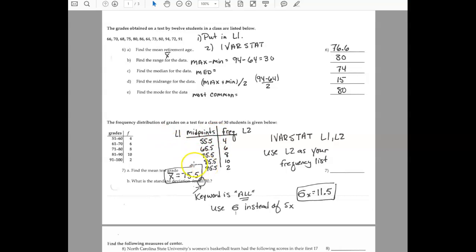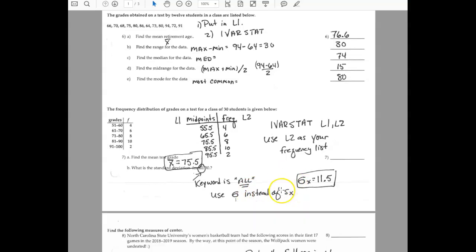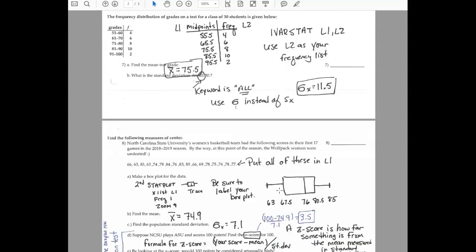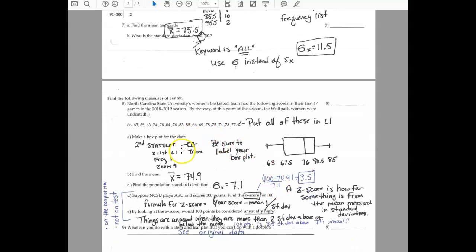There's also a video about finding the mean of a frequency table, one variable stat with list 1 and list 2, so you can practice that. Standard deviation of all 30: if it says all, they're looking for sigma instead of S. And sigma is your population standard deviation. So you'll have both available when you do one variable stat, but give the population standard deviation instead of S. Okay.